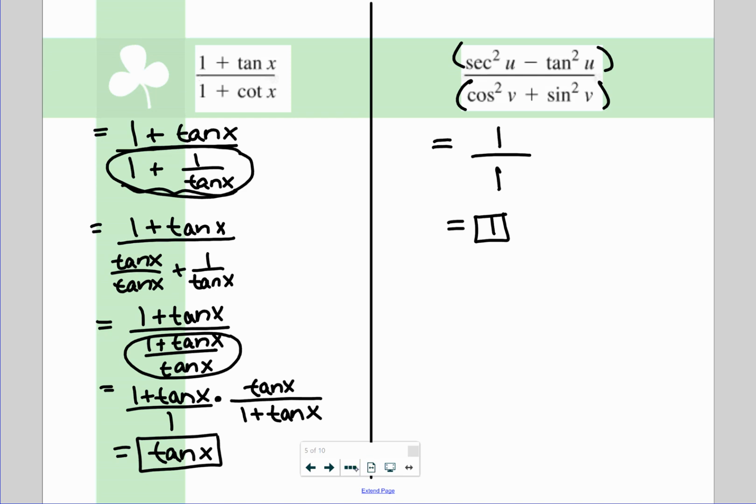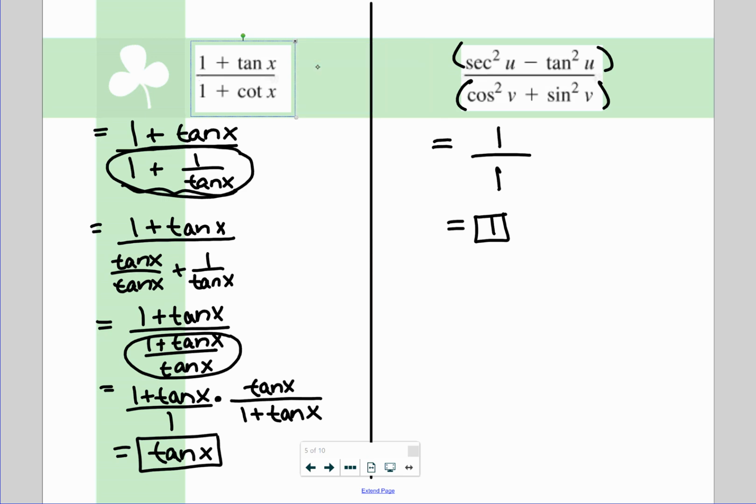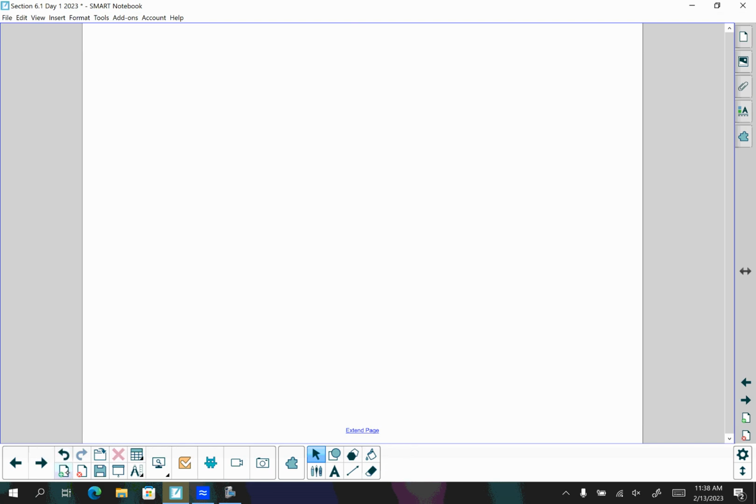I'm going to show you what this problem would look like if I did it with sines and cosines instead, just to give you an example of what it would look like if you did one problem 2 different ways. Let's see if I can paste it in there. There we go. Okay, same problem.